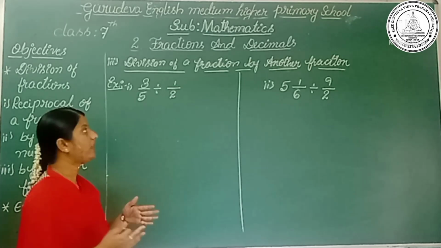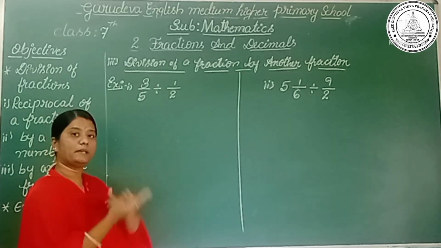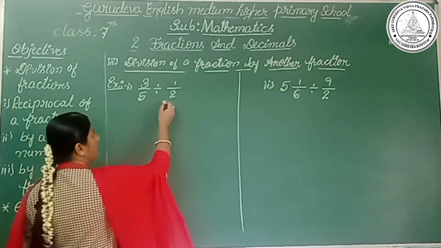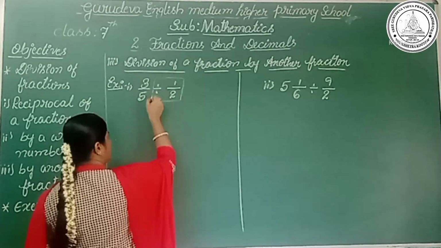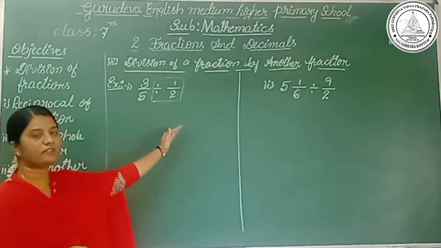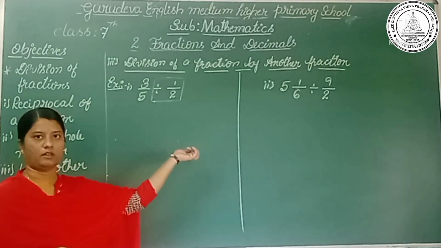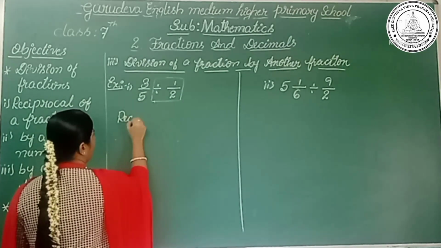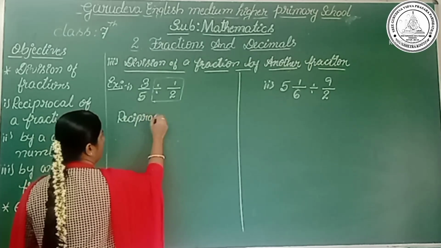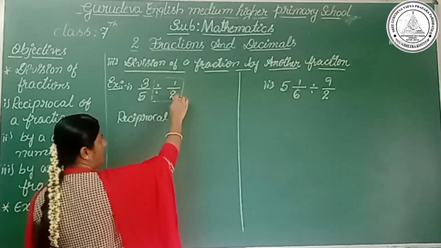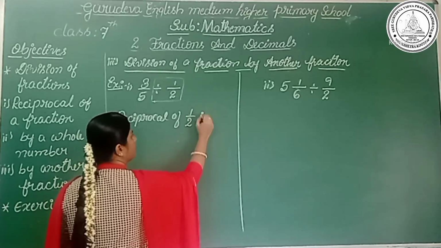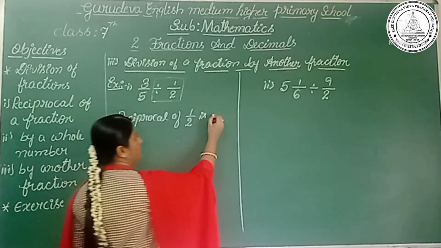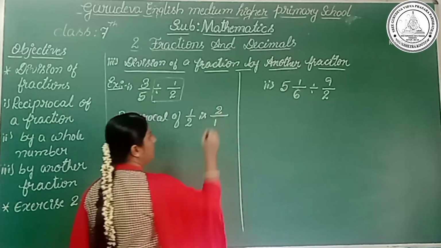While you are dividing a fraction by a whole number or by another fraction, we have to take the reciprocal of the fraction or the whole number by which we are dividing. Okay, so let's write the solution here. Reciprocal of 1 by 2 is, just change the numerator to the denominator and the denominator to the numerator. So which is equals to 2 by 1.